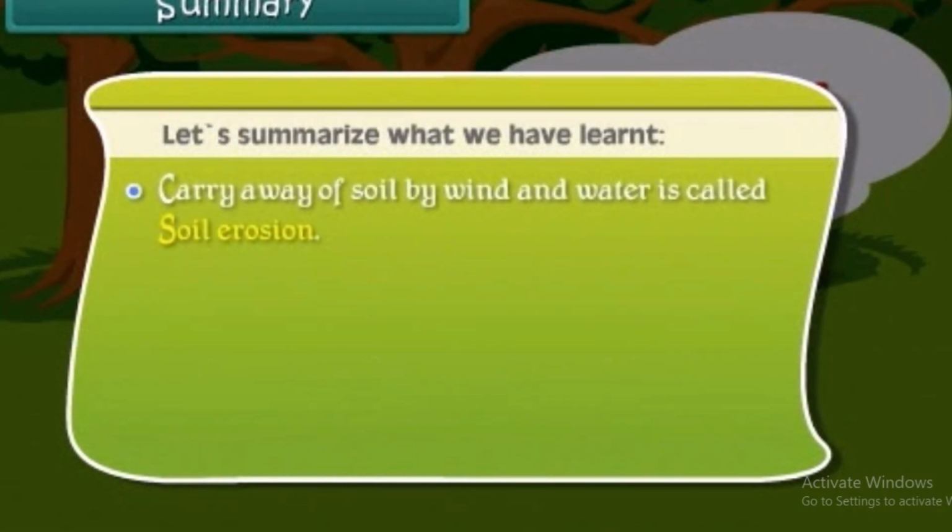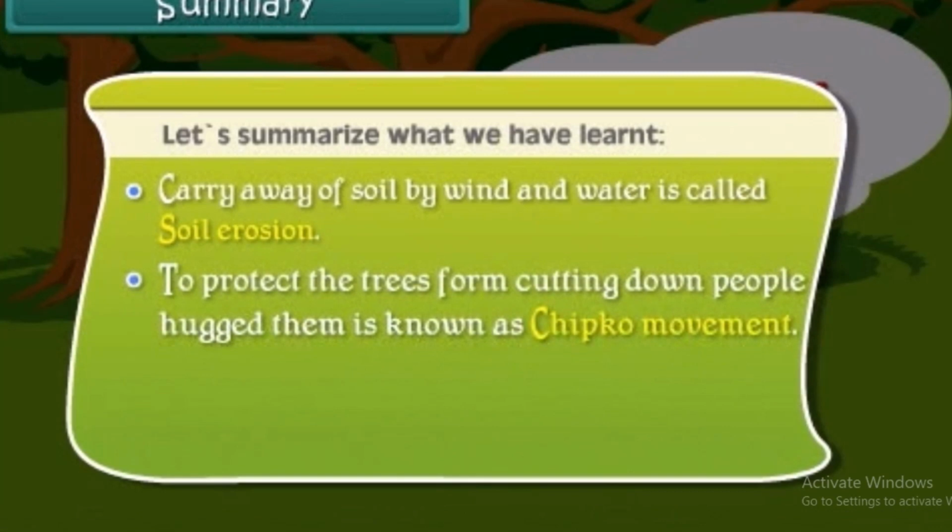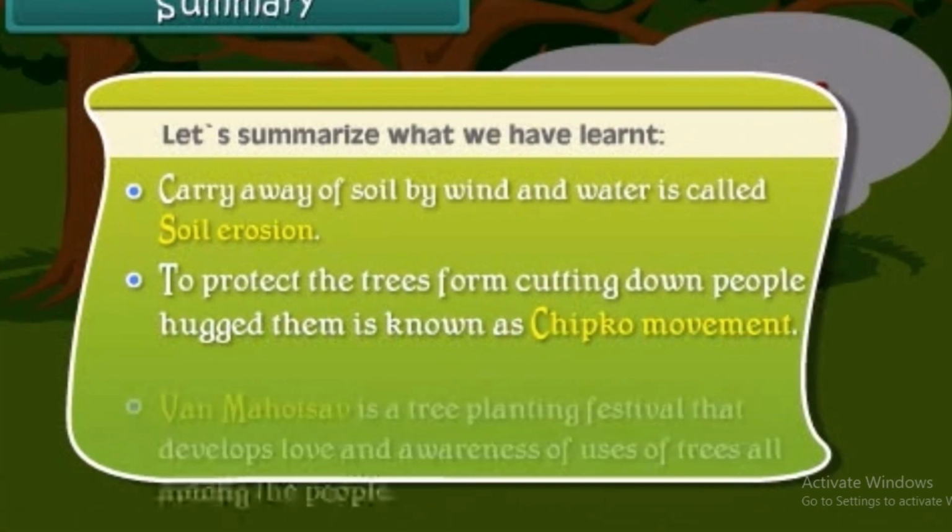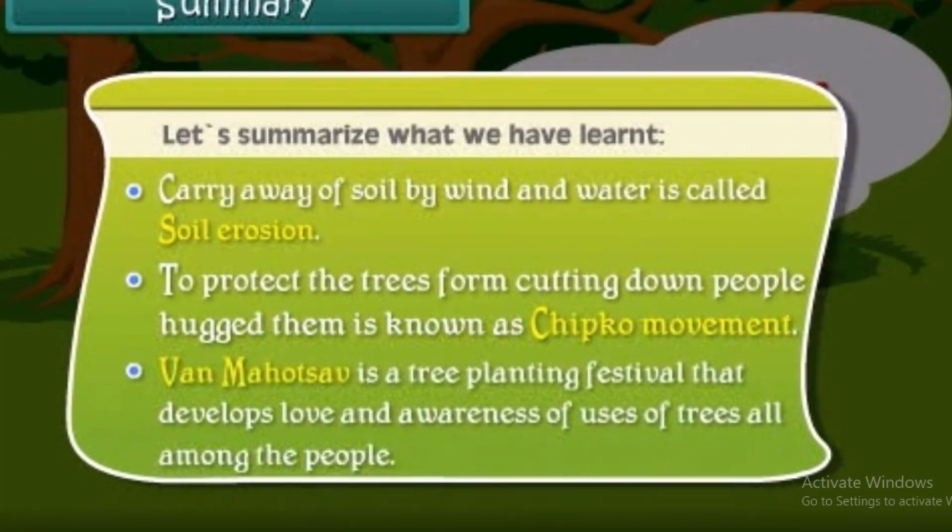Carrying away of soil by wind and water is called soil erosion. To protect the trees from being felled, people hugged them, and this movement is known as the Chipko movement. Van Mahotsav is a tree planting festival that develops love and awareness of uses of trees among people.